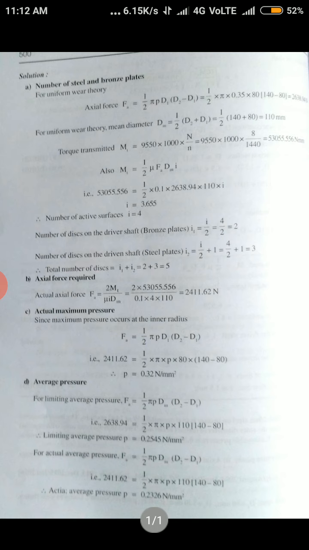If you consider the i value, again you can write Fa equal to 1 by 2 pi p dm into bracket d2 minus d1. So based on i, how much average pressure p do you calculate here? 2411.62 equals 1 by 2 pi p 110 into bracket 140 minus 80. So p equal to 0.32326 Newton per mm square.